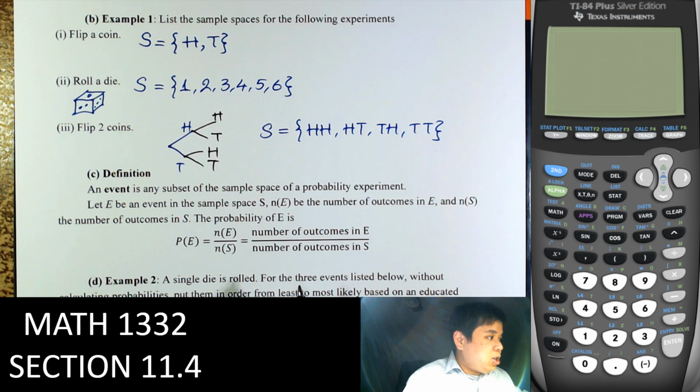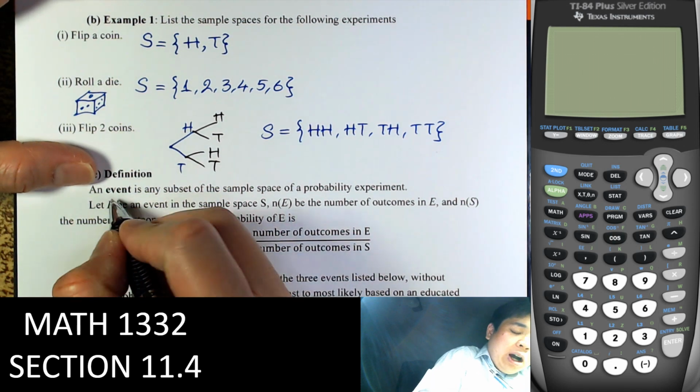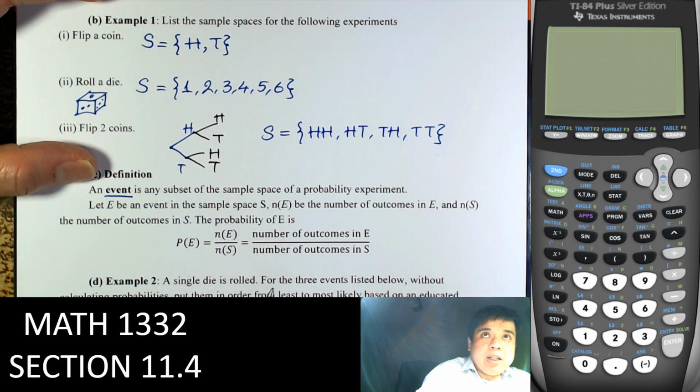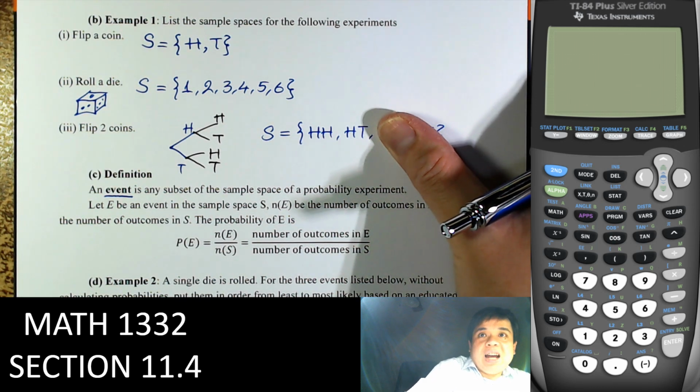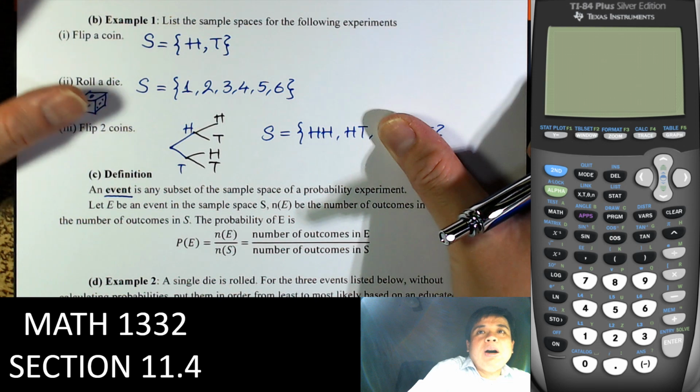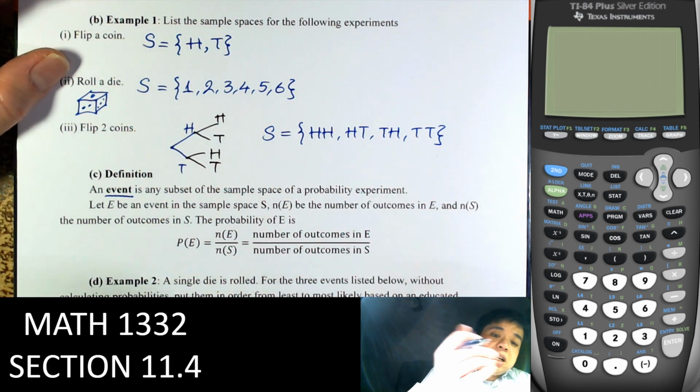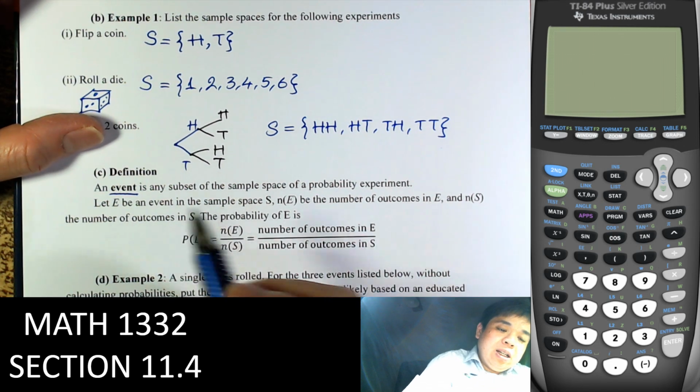Now, we have a sample space. Next, we define an event. An event is a subset of a sample space. So we might have something like that, just some of the possible outcomes, that will be an event, a subset of a sample space.